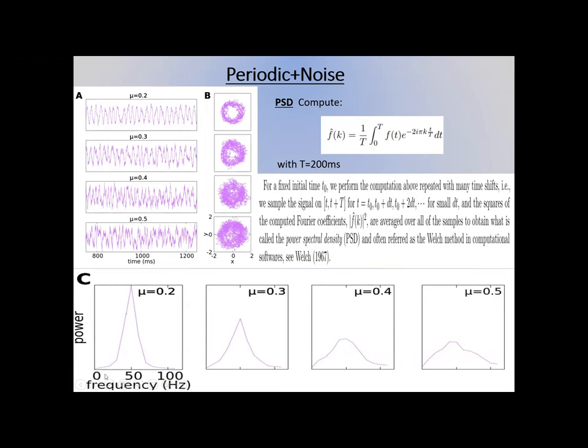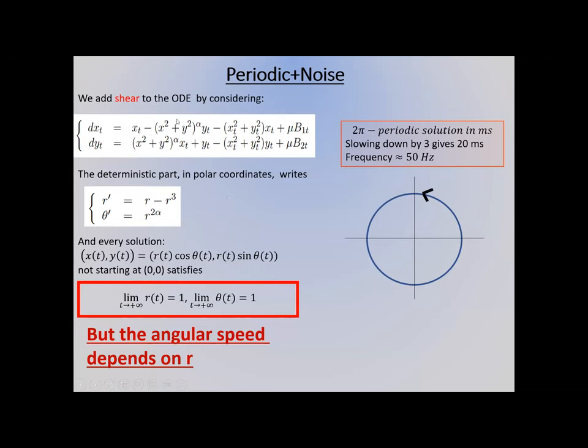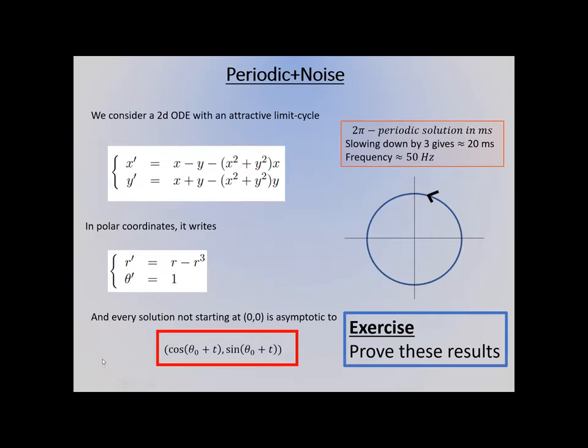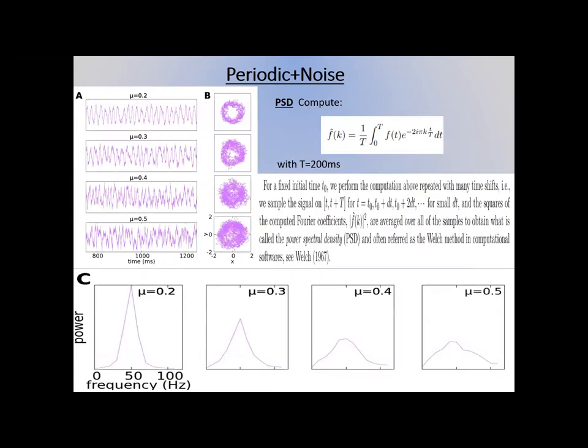But the signal here is way too regular. This is not too bad, but here you lose your bump in the frequency. Of course there's a problem. When you go back here, this R, this angular velocity does not depend on R, because you have only one here. It's always one. So it's just a computation on the deterministic part. It would be good to do these things more theoretically on the stochastic model. But that's what you observe. It's too regular.